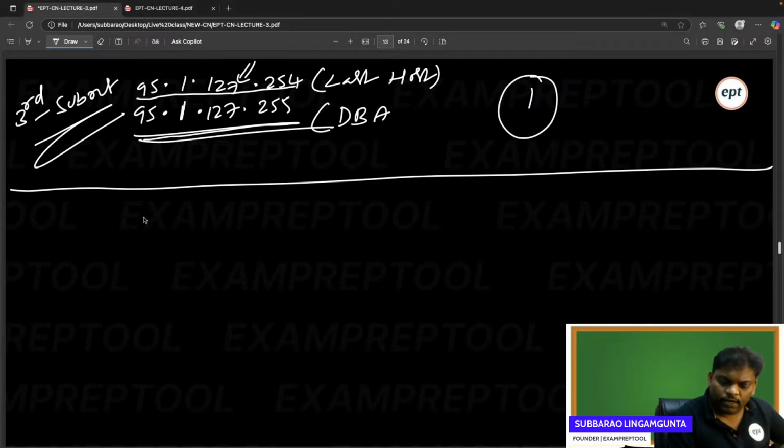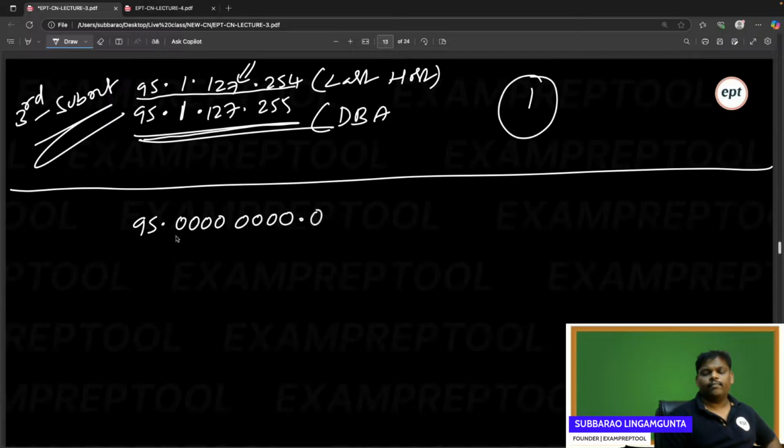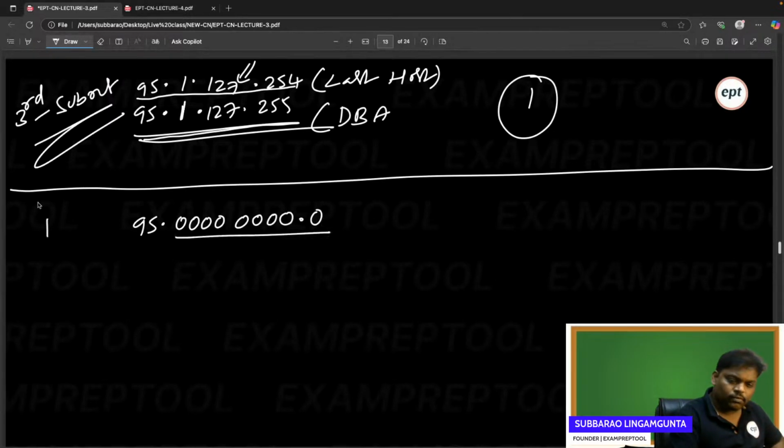95. Everyone try to understand. 95, first subnet. Right? They are asking for the first subnet. Subnet portion is 9 bits. The first subnet means this only. This is the first subnet, subnet 1. Physically it is the first subnet. Subnet 0 is nothing, 0 is not there. Simply subnet 1.